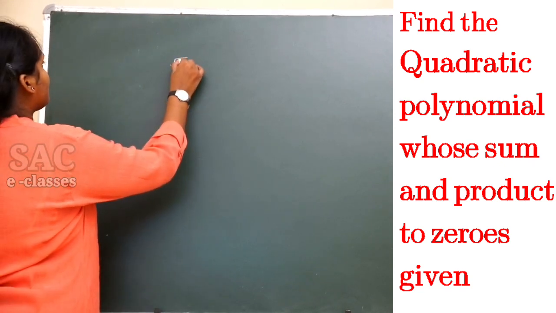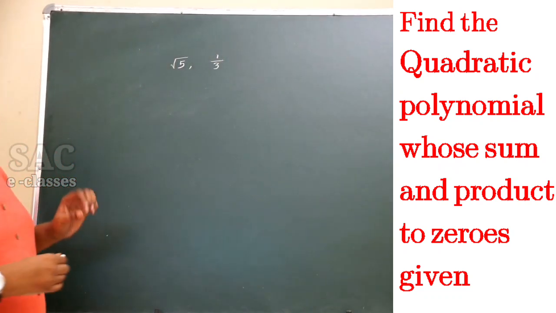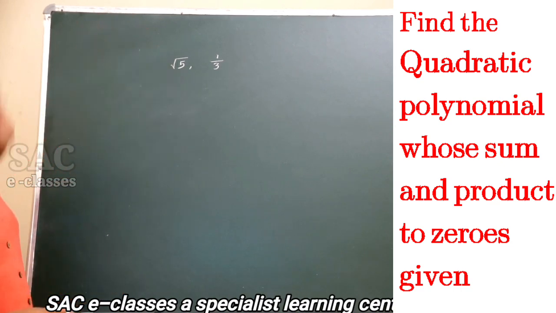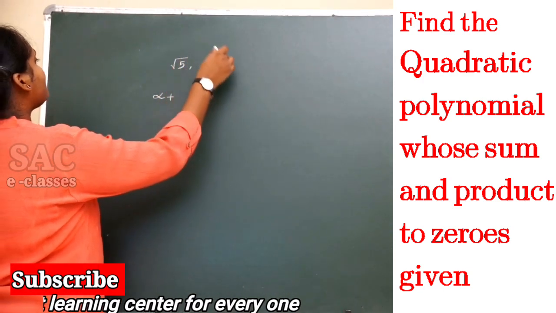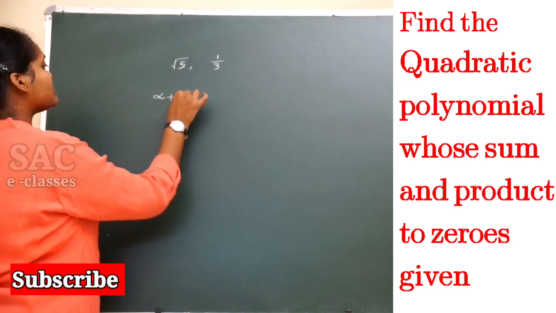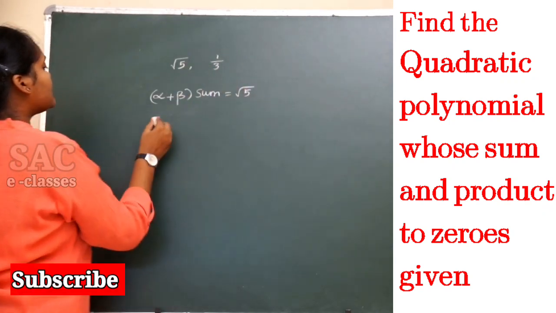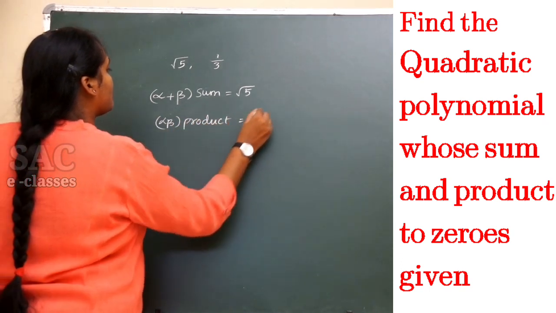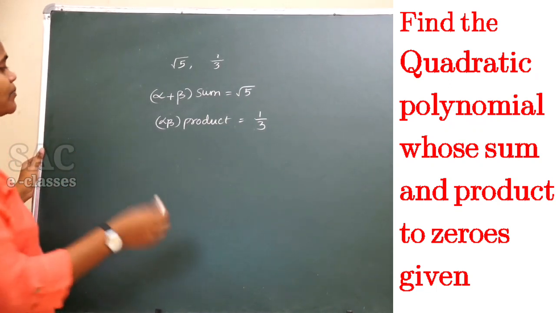For example, the sum of the roots is root 5 and the product of the roots is maybe 1 by 3, they have given to you. In what way can we find the required quadratic polynomial? First of all, do not get confused, don't take this as alpha and beta like the previous one. I am not giving the alpha value, I am giving the sum. Sum means here the alpha plus beta value they have given. And alpha into beta, which is the product, is equal to 1 by 3.